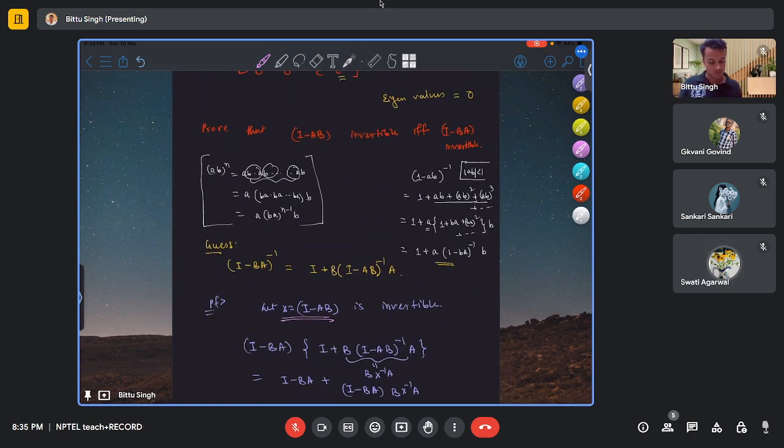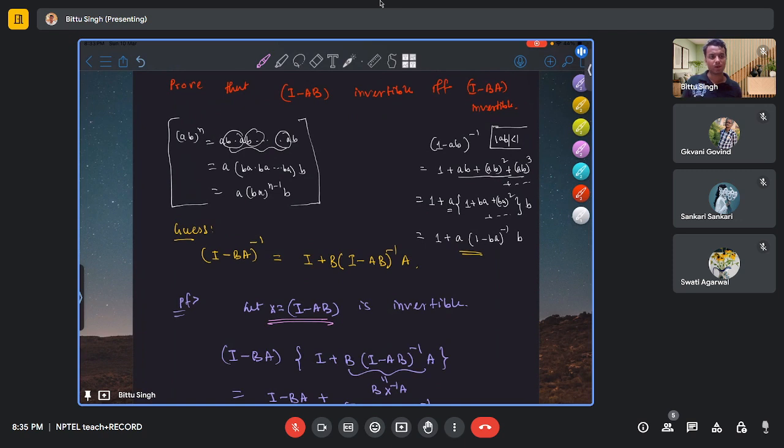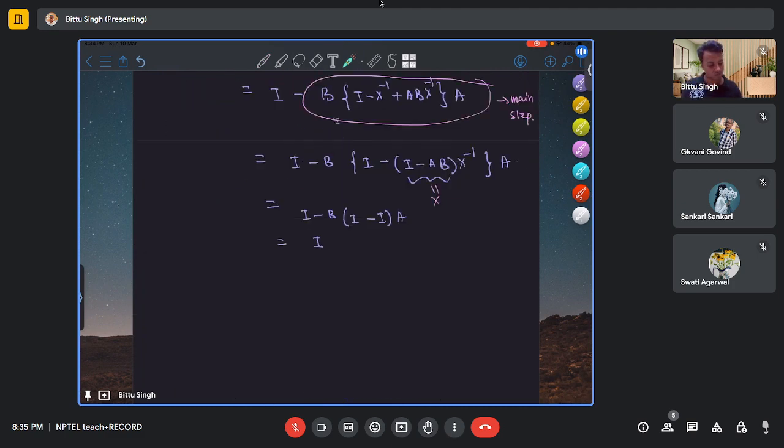So this is the interesting fact. If I minus AB is invertible, then I minus BA, the opposite thing, is also invertible. And similarly, the converse is the same. If you assume this is invertible, by symmetry, just replace A and B by B and A, then this will imply this. Okay, so proof is done.